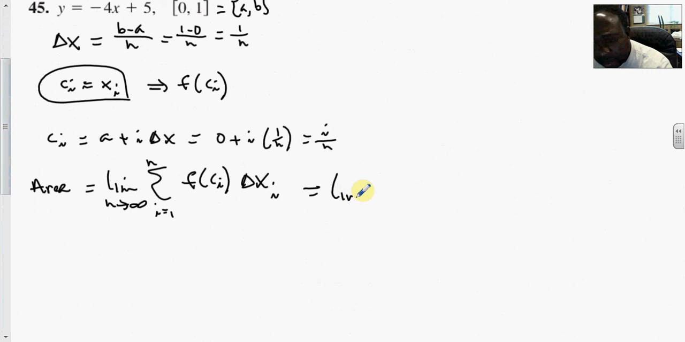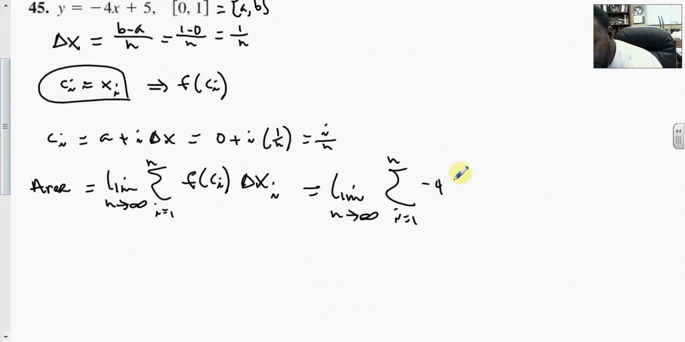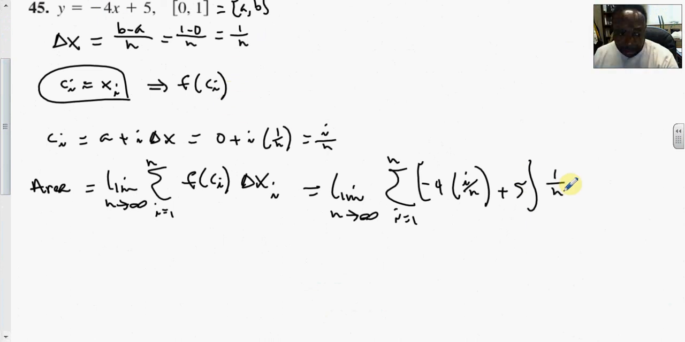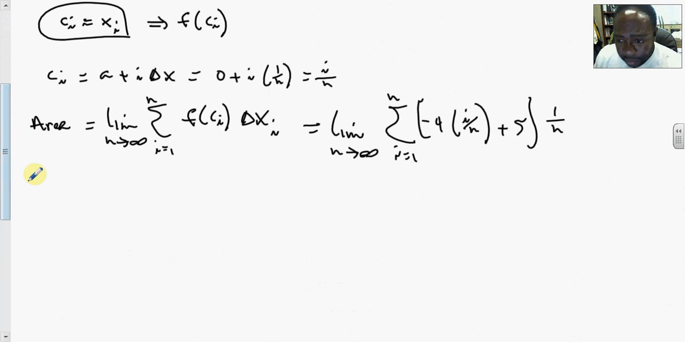So this is the limit as n goes to infinity of the summation as i goes from 1 to n. And the function is this negative 4x plus 5. So this is negative 4, but x is i over n, right? That's the c sub i. And then this is plus 5. Now what about the thickness, delta x? Well, delta x is 1 over n. Right. So now this looks like the previous problems. So now we find the limit.